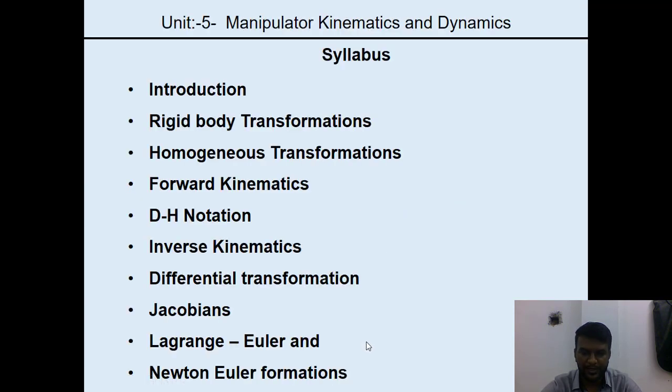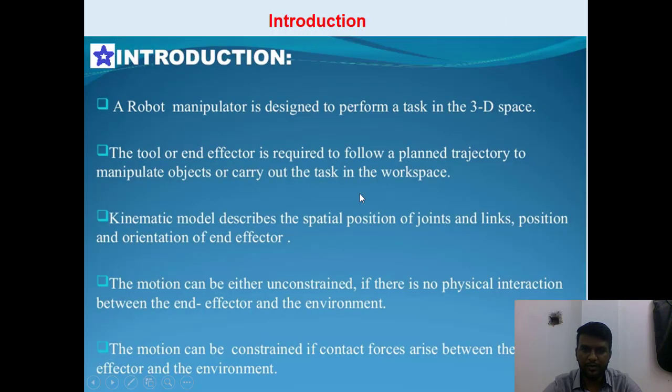In this section we are going to see the kinematics of the robot. We have seen the basic configuration of the robot, that is the body and arm assembly, the wrist assembly, and the end effector. Now we are going to see the kinematics. In the kinematics part, we discuss the position and orientation of the end effector or the tool in 3D space.